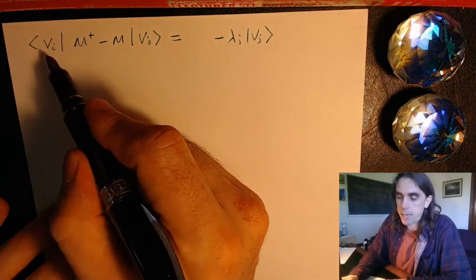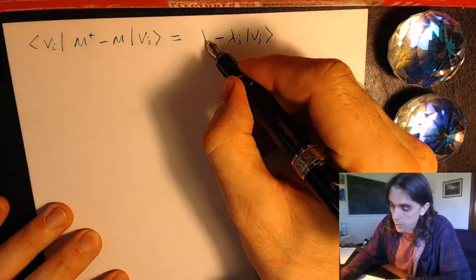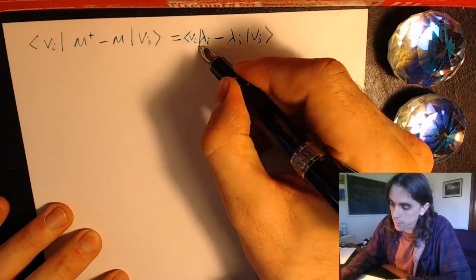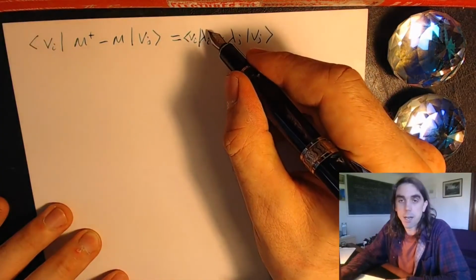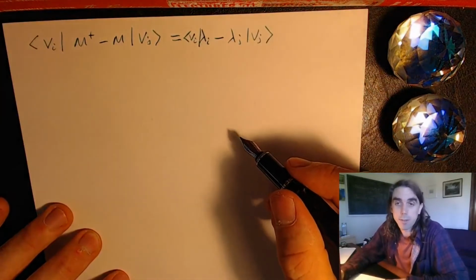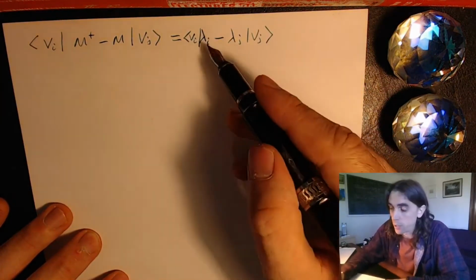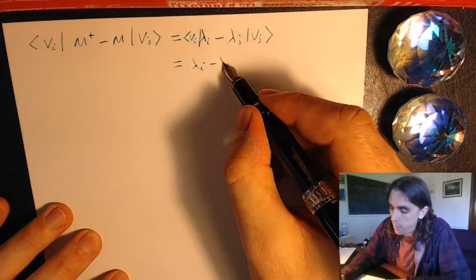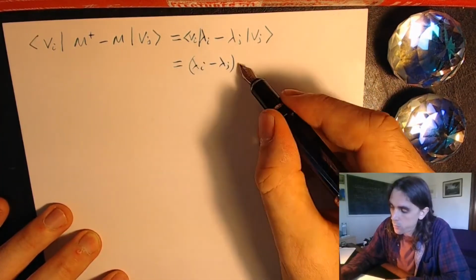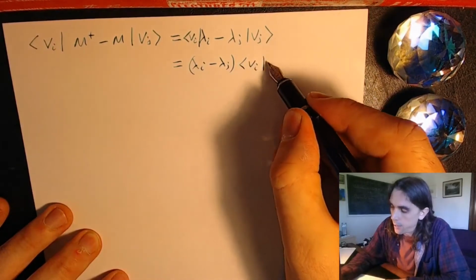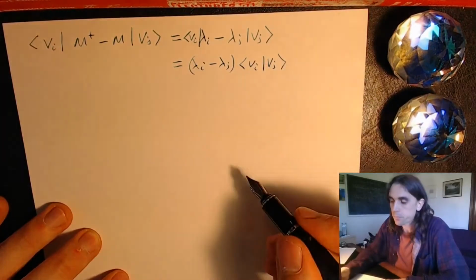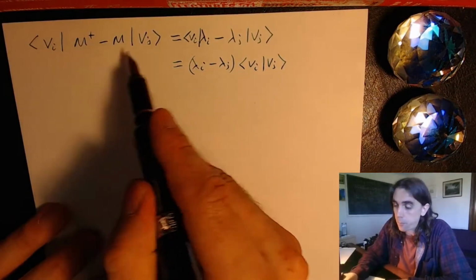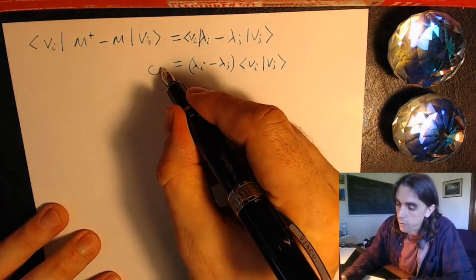M dagger acting on v_i, as we saw in the previous example, was lambda_i star v_i, like this. This was a star, but we've already proven that the eigenvalues of Hermitian matrices are always real, so we can just omit the star here. So this thing equals (lambda_i minus lambda_j) v_i dagger v_j in a product. Again, this thing on the left is equal to 0 because M dagger equals M. So we have 0 equals this.